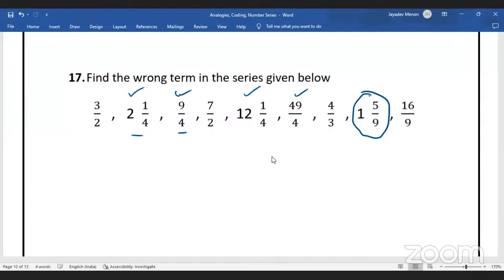Now coming to 4 by 3, its square is 16 by 9. The fraction form is correct. But this mixed fraction, 1 and 5 by 9, if you are converting it into fraction, it will be 9 plus 5, 14 by 9. This is wrong. It should be 1 and 7 by 9. 1 and 7 by 9 gives 16 by 9. So the wrong term is 1 and 5 by 9. The correct term should be 1 and 7 by 9.